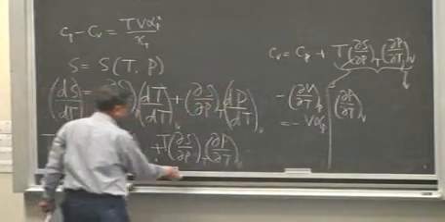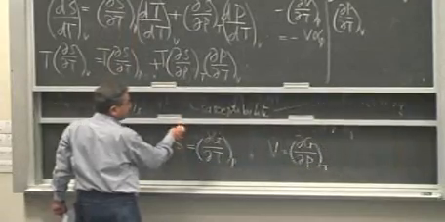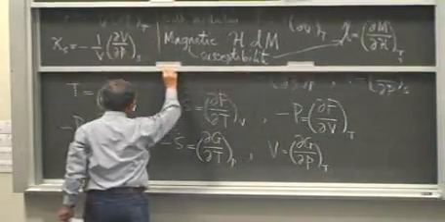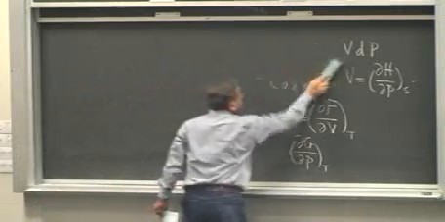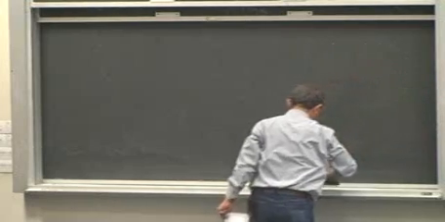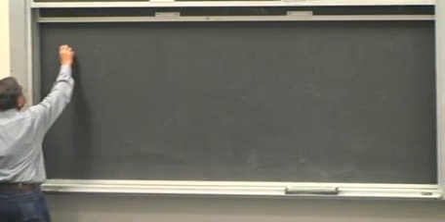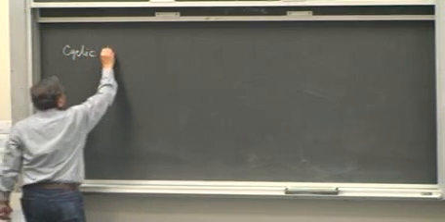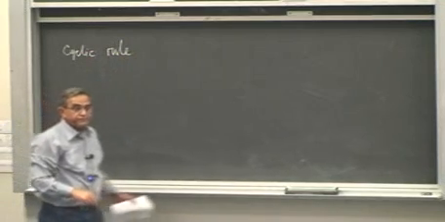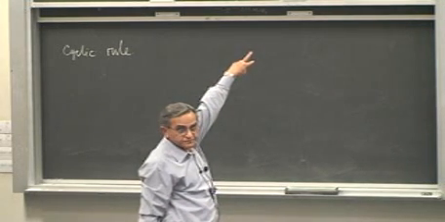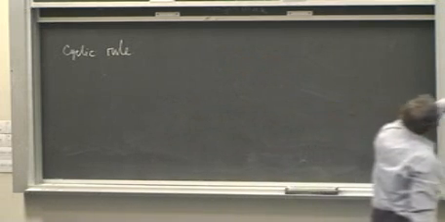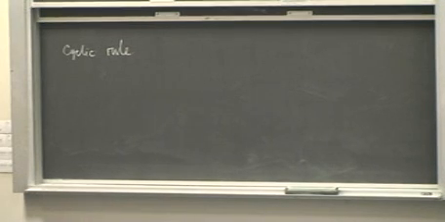How will I do that? This I can do by using the cyclic rule. The cyclic rule says the negative sign comes in because S and P are in the same bracket. And if you go back to my expressions over here, dS by dP at constant T is minus dV by dT at constant P. It's right over here.